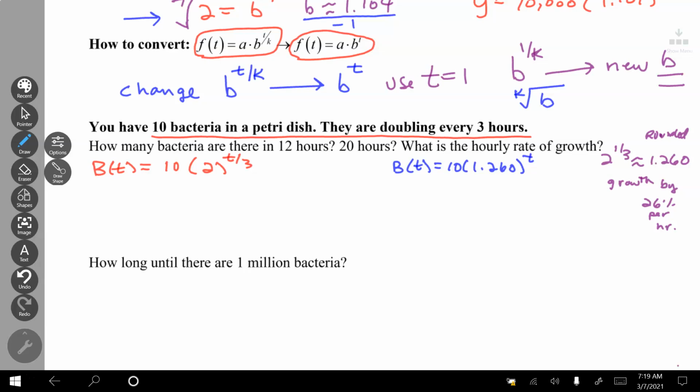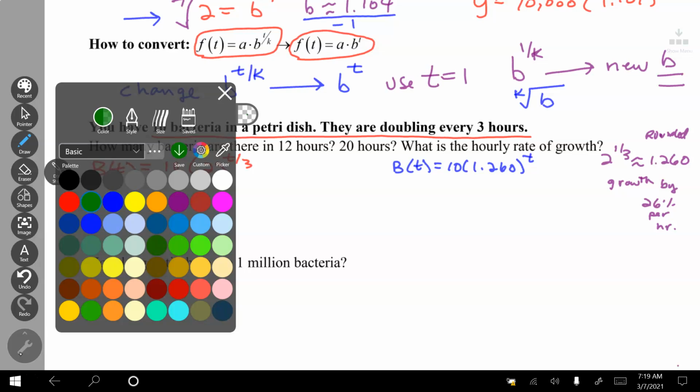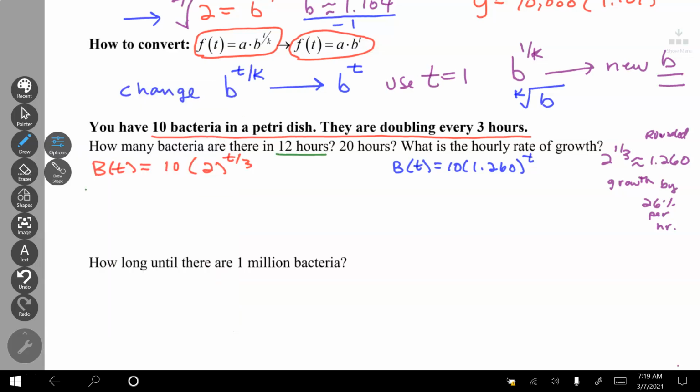And they both are basically the same type of problem. Okay, the red one says doubling every 3 hours, and the other one says growing by 26% per hour. They essentially mean the same thing. The one in blue is a little bit off because there's a rounding off of that decimal number. So when I have to do my 12 hours, b of 12 will be 10 times 2 to the 12 over 3, and you can go to a calculator and you get 160 bacteria.